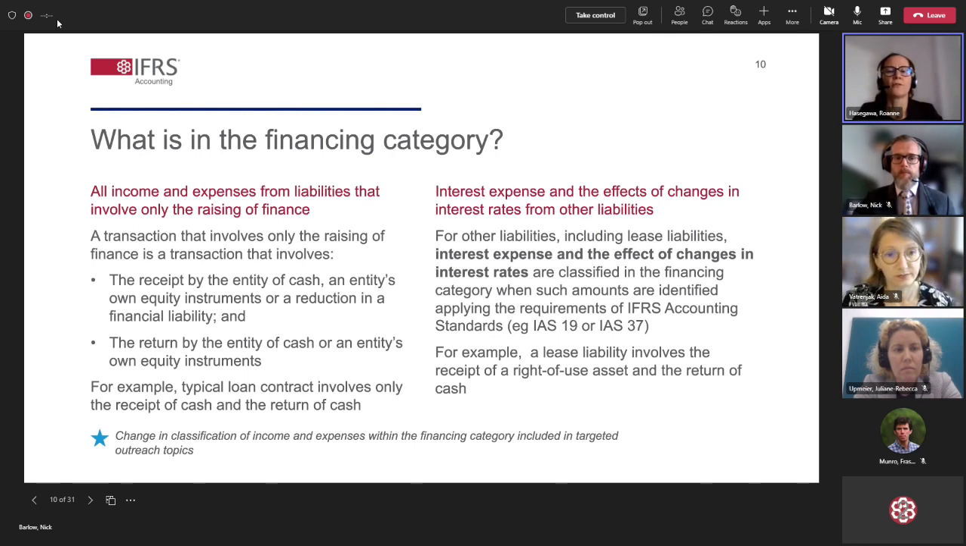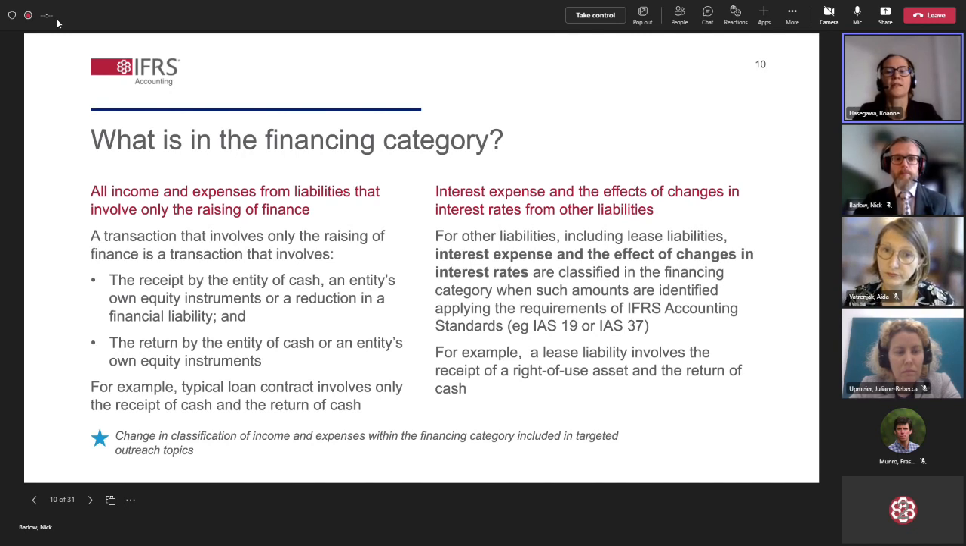For example, a loan contract is a transaction that involves the receipt by the entity of cash and the return by the entity of cash. So a transaction which exchanges cash for cash is a transaction which involves only the raising of financing. A lease liability is an exchange of a right-of-use asset for cash, so it's not a transaction which involves only the raising of financing.